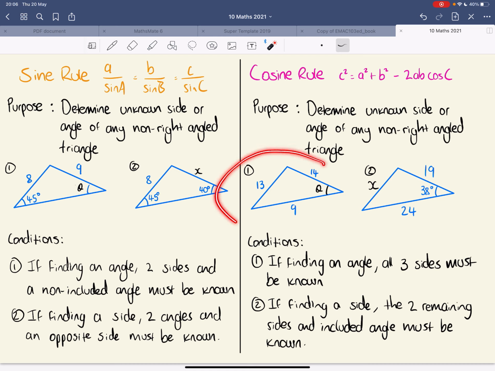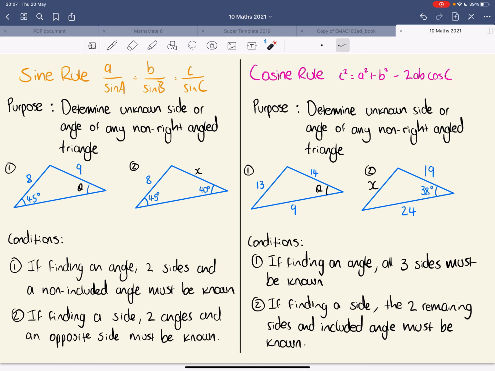So for the first condition, if you're asked to find an angle, you must know all 3 sides. So you need to know the complete perimeter, if you like, of the triangle. So 13, 14, and 9 in this example. Or in the other scenario, if finding a side, you need to know the remaining 2 sides plus the internal, or what I would call the included angle. That's the angle in between or connected to the 2 lines.